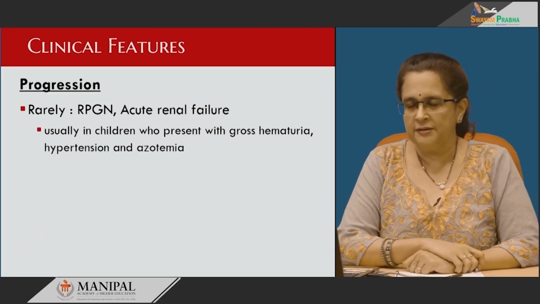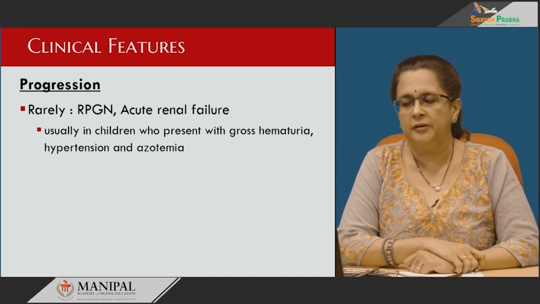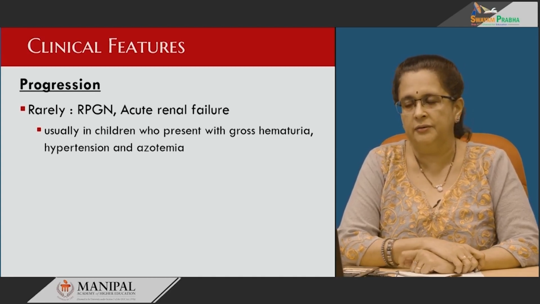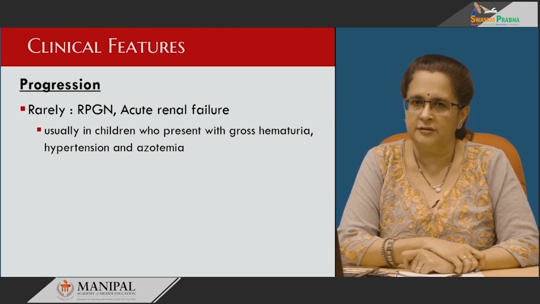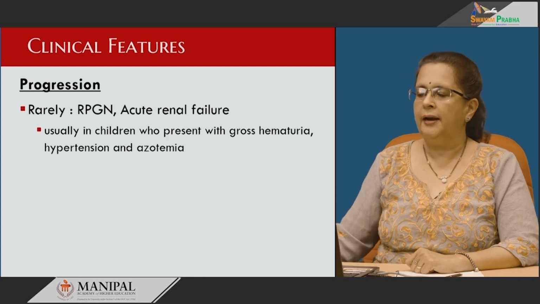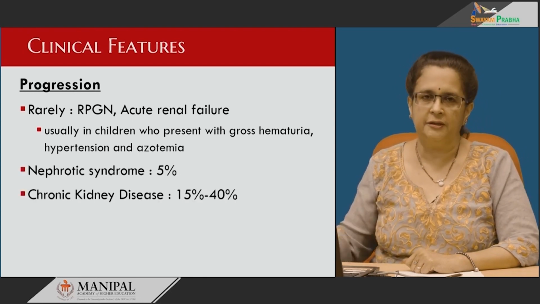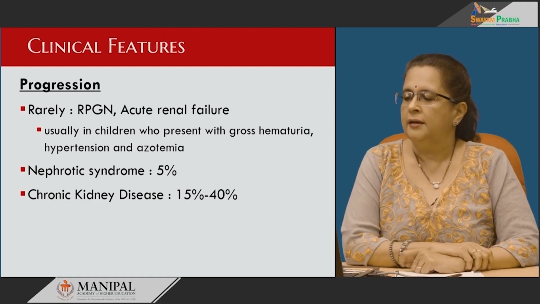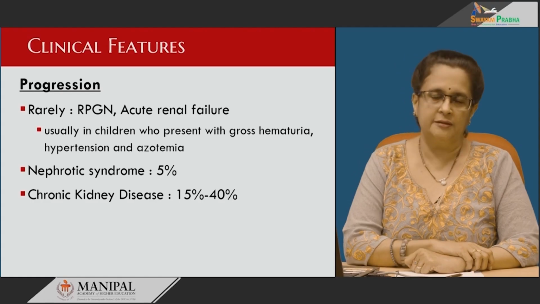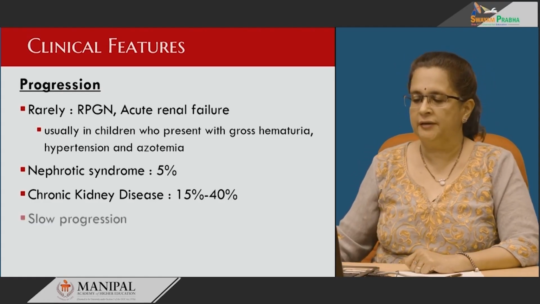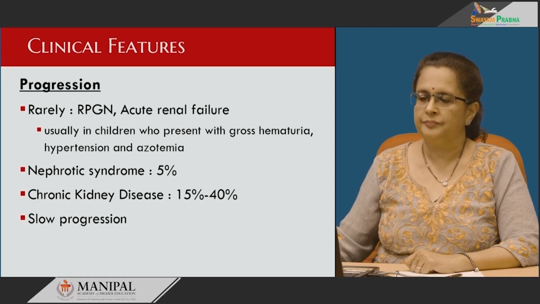So, how do these patients progress? Rarely they can progress to rapidly progressive glomerulonephritis or acute renal failure, especially in children who present with gross hematuria, hypertension and azotemia. Nephrotic syndrome is seen only in 5% of the patients, and progression to chronic kidney disease is in 15 to 40% of individuals with IgA nephropathy. The progression when it occurs is usually very slow.